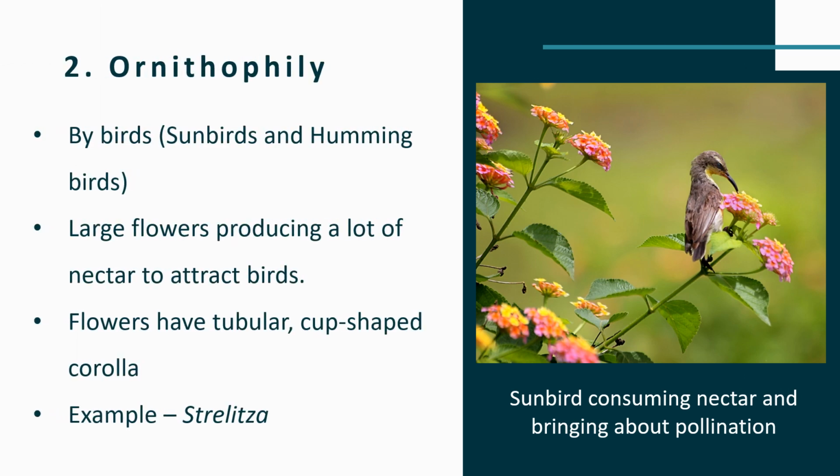The second category is ornithophily, where pollination takes place by birds. Some of the examples of these birds are sunbirds and hummingbirds. The flowers must be large and they must produce a lot of nectar to attract birds. Flowers also have tubular, cup-shaped or urn-shaped corollas.